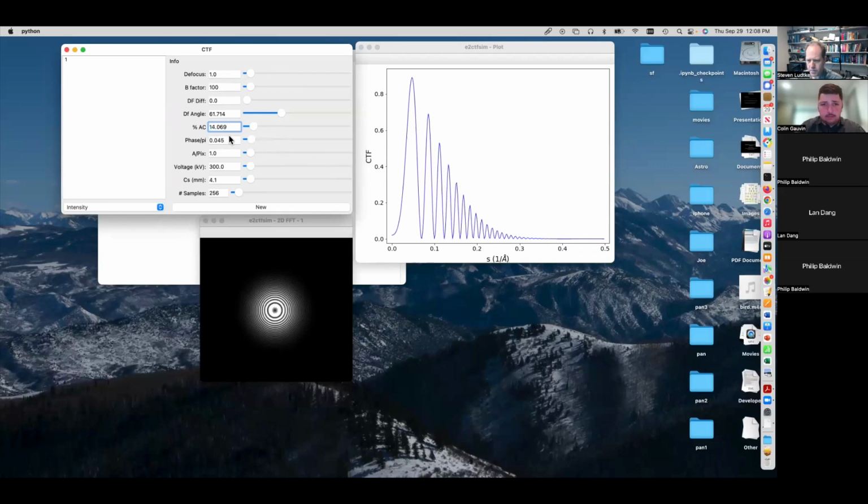The thing that we call amplitude contrast in cryo-EM is basically just a phase shift. It's not the real... How do I say this easily?